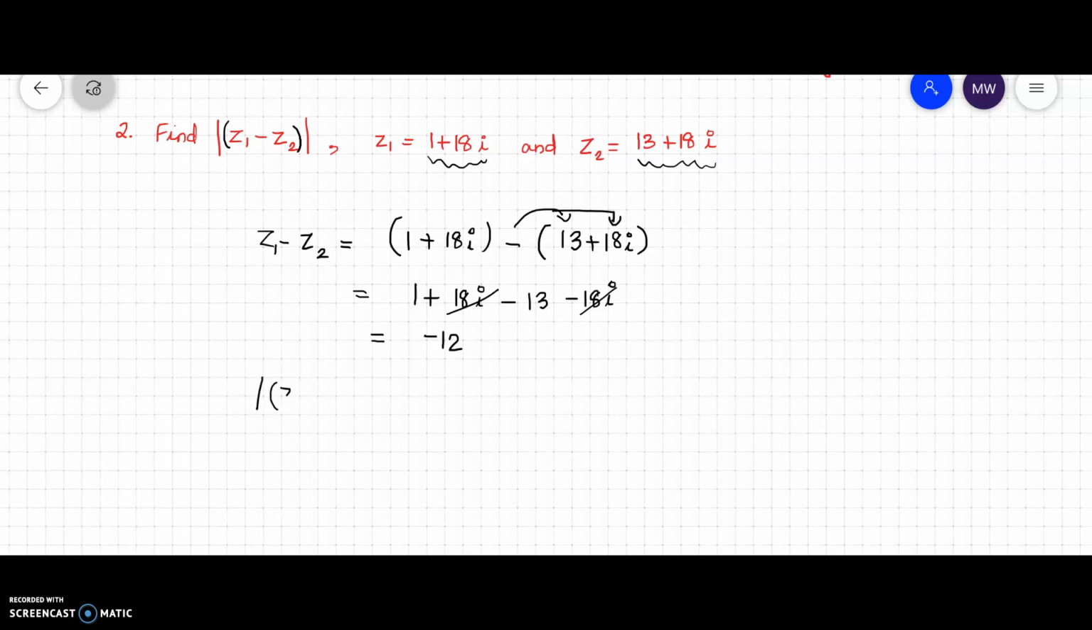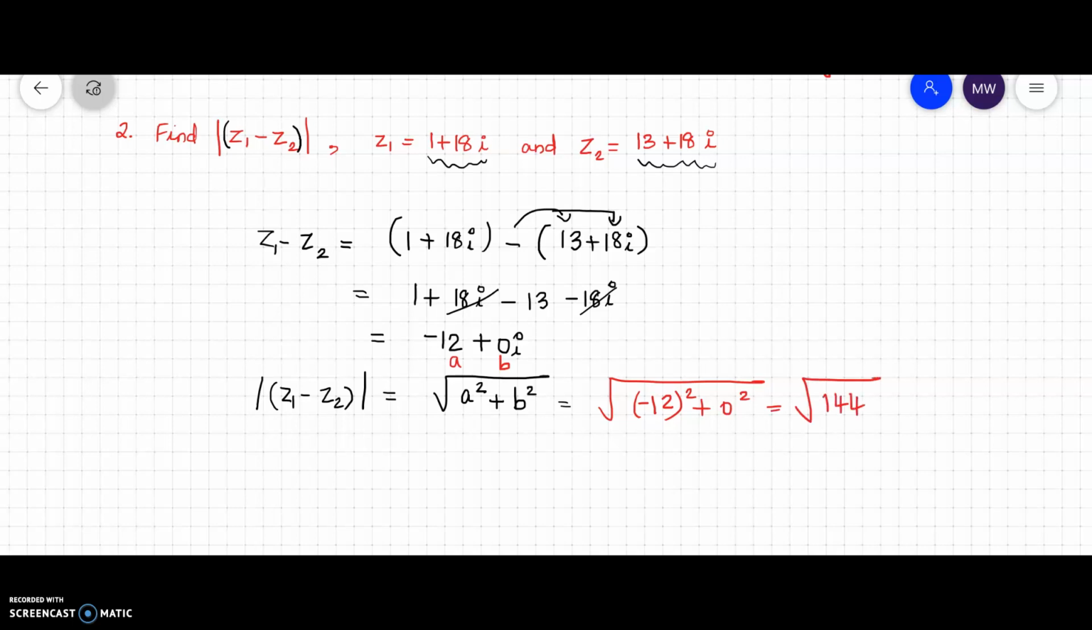So when you find the absolute value of z1 minus z2, which is the square root of the real part squared plus the imaginary coefficient squared, we really do not have an imaginary part. It's just like 0i. So our a here is negative 12 and our b is 0. This becomes negative 12 squared plus 0 squared. Negative 12 squared is 144, and the square root of 144 is 12. So that's it. That's how you find the absolute value of complex numbers.